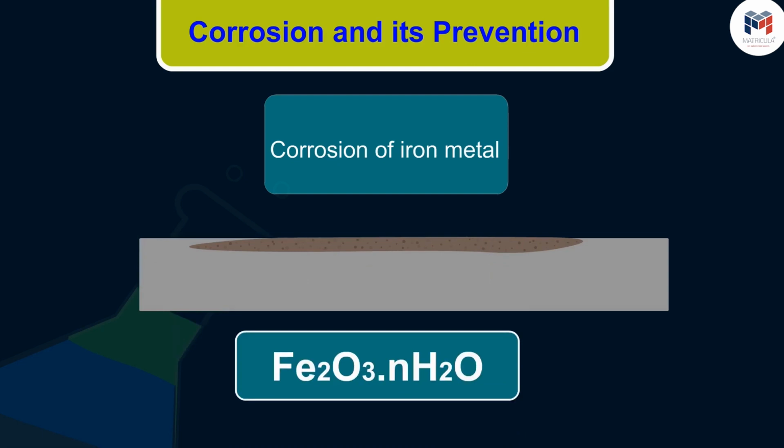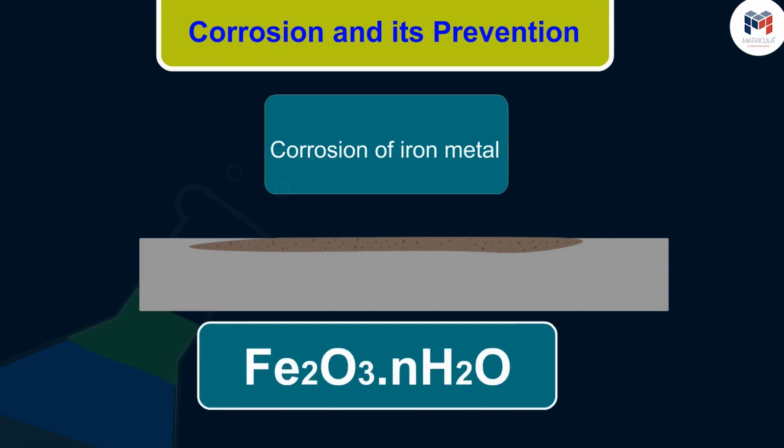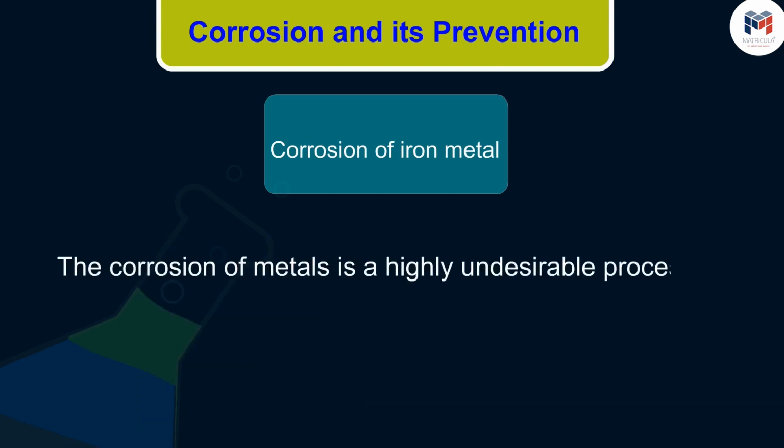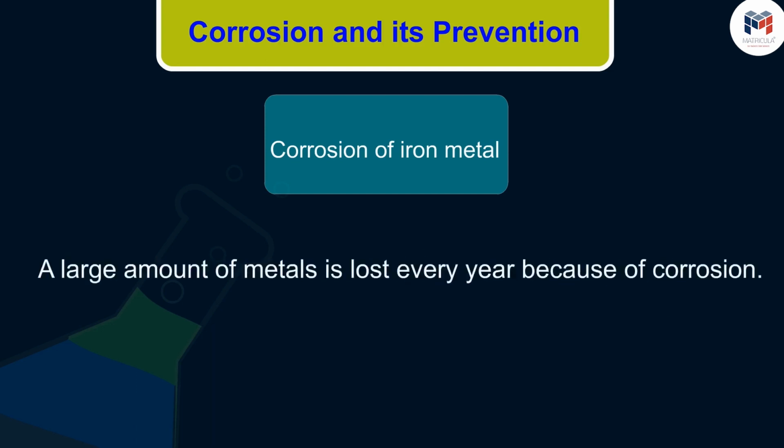During rusting of iron, iron metal combines with oxygen in air in the presence of water to form hydrated iron(III) oxide, Fe2O3·xH2O. The corrosion of metals is a highly undesirable process. A large amount of metals is lost every year because of corrosion.